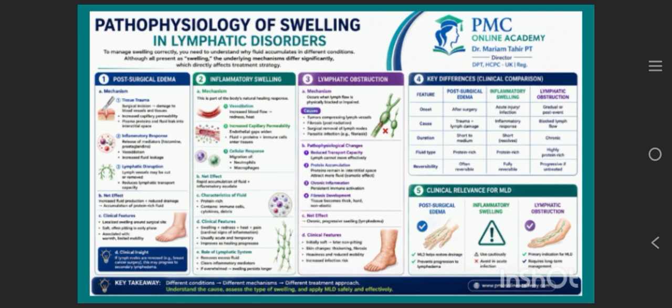Second, we will discuss the net effect of inflammatory swelling: rapid accumulation of fluid plus inflammatory exudate. Now the characteristics of the fluid. First, inflammatory swelling fluid is protein rich. Secondly, what does it contain? Immune cells, cytokines and debris.